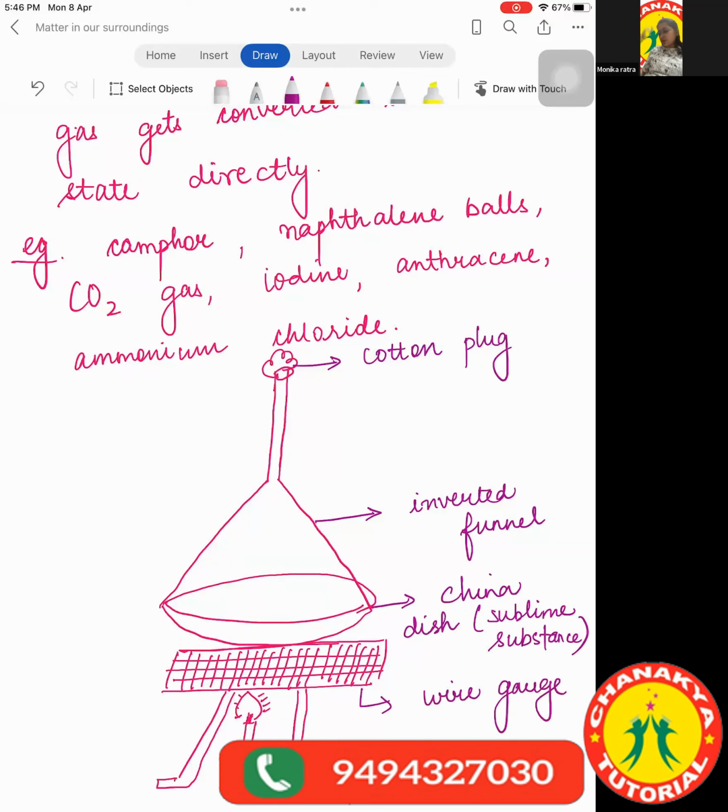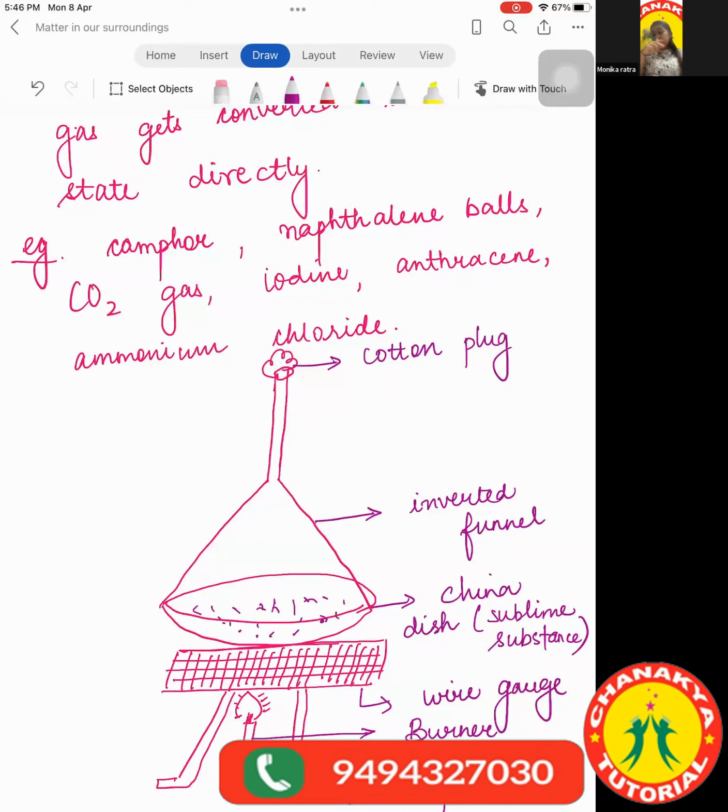That's the tripod stand. And lastly, this is the burner. So children, whatever example out of these which I have written just now, we take them in the china dish.